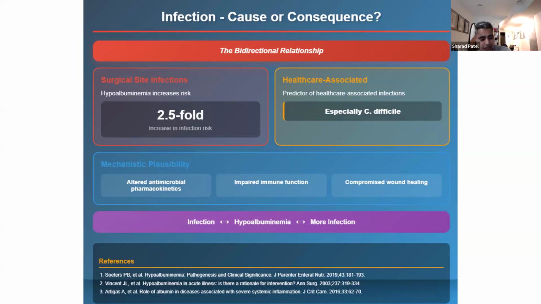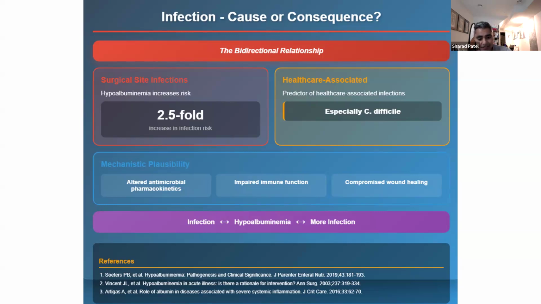The theoretical effect of hypoalbuminemia may be that the volume of distribution of the antibiotic might increase, so the actual therapeutic effect might be reduced. There's impaired immune function and compromised wound healing in patients with hypoalbuminemia as well. So this question still deserves some more analysis.